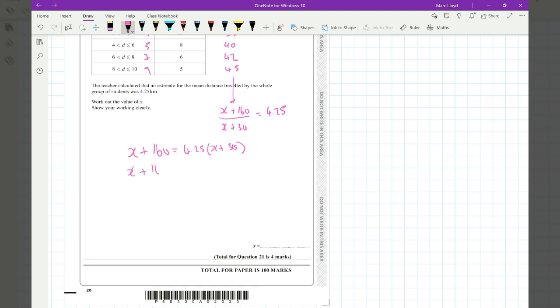Next, we're going to expand the bracket. So 4.25x plus, and then 4.25 times by 30 is 127.5. Subtract that, and I'm going to subtract the x at the same time. So 3.25x, 160 take away 127.5 gives me 32.5. You can see this is going to be a nice number. Divided by 3.25, and x is equal to 10. Done. Okay, that's the paper done.